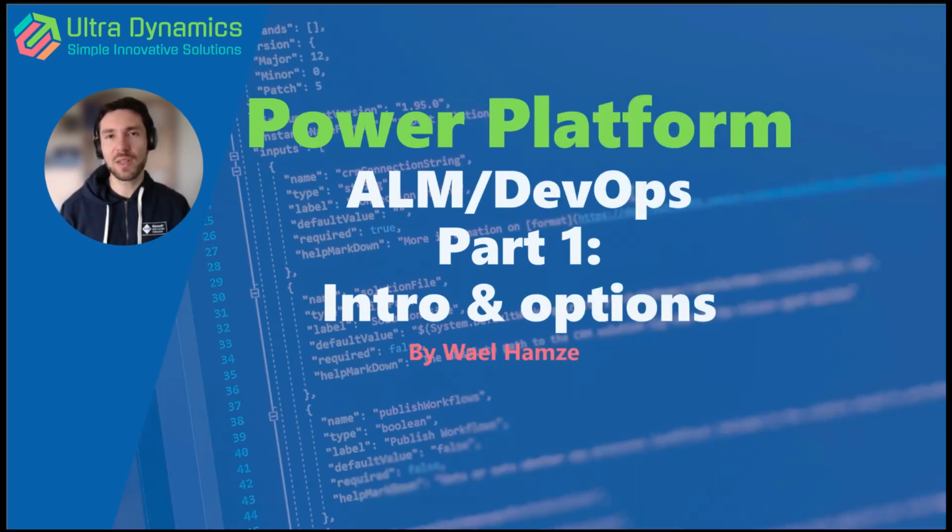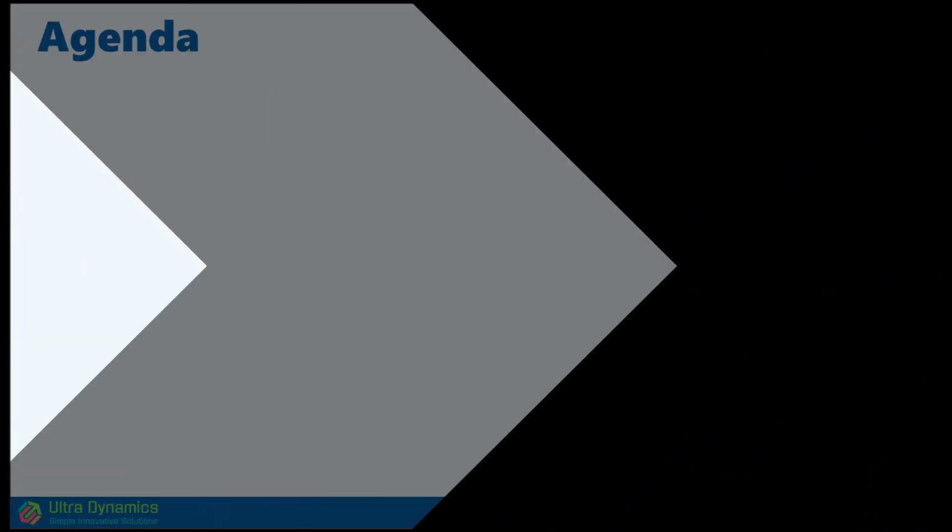If you've been recently involved in a Dynamics 365 or Power Platform project, you've probably noticed that there are an increasing number of options available when it comes to implementing good ALM and DevOps practices. The right choice may not be that obvious, thus in this video series I will be discussing all the different options that are available for implementing automated builds and deployments for Power Platform so you can choose the right option for your needs. Here is what I'll be covering in today's video.